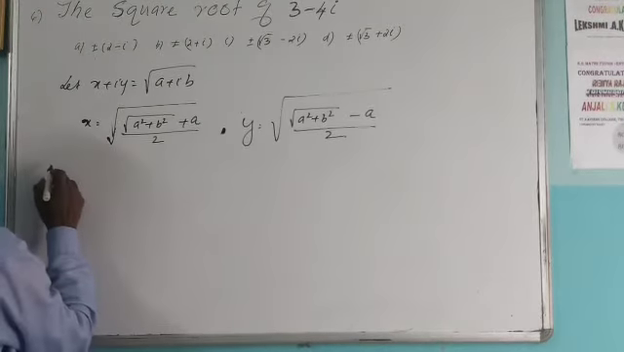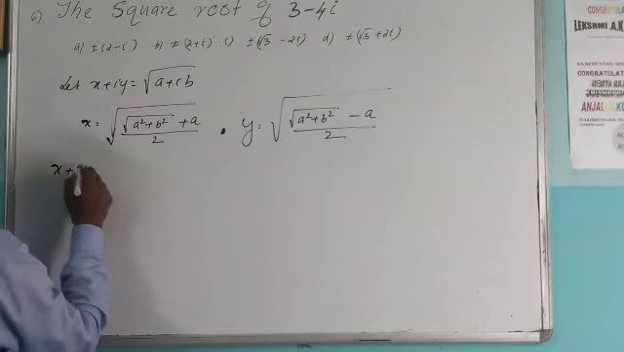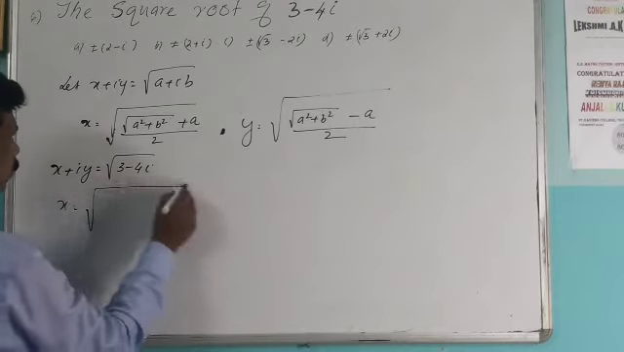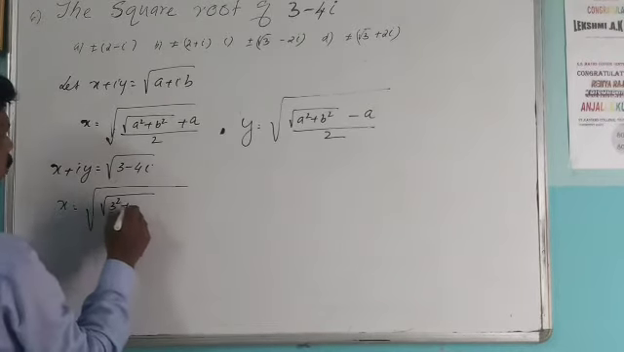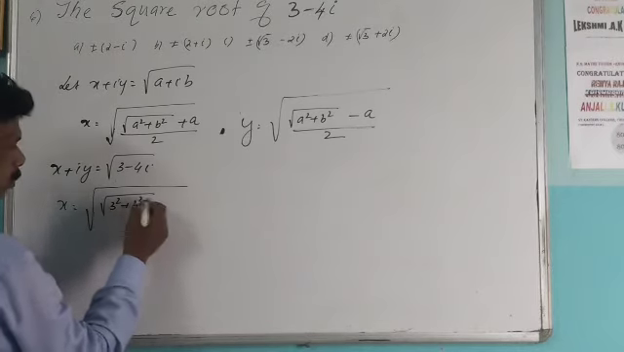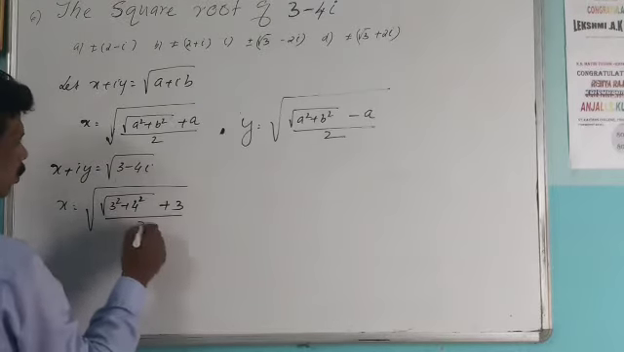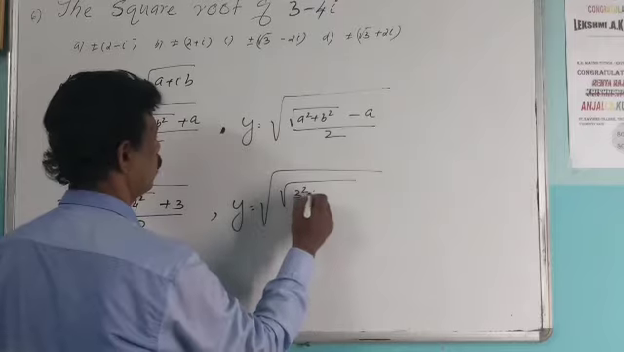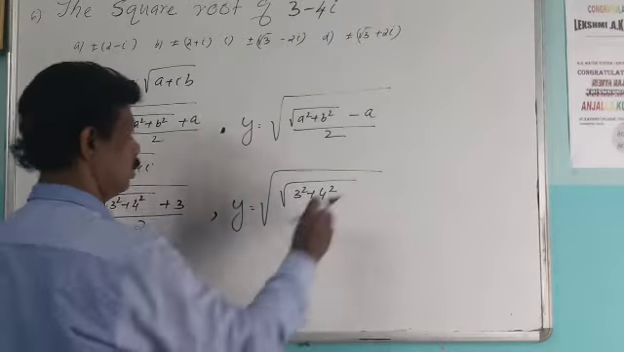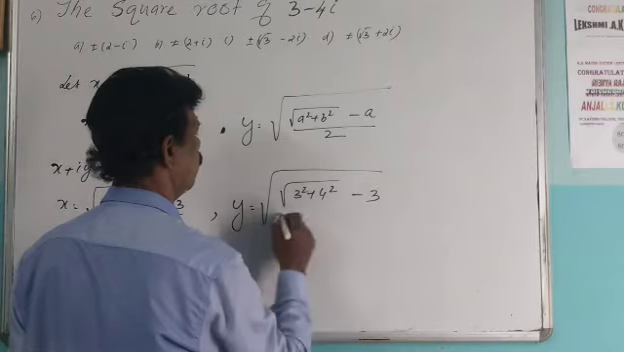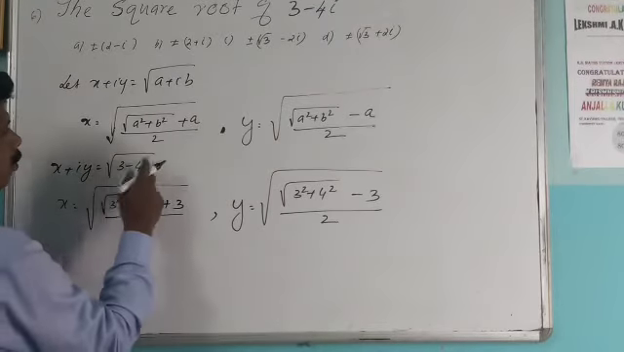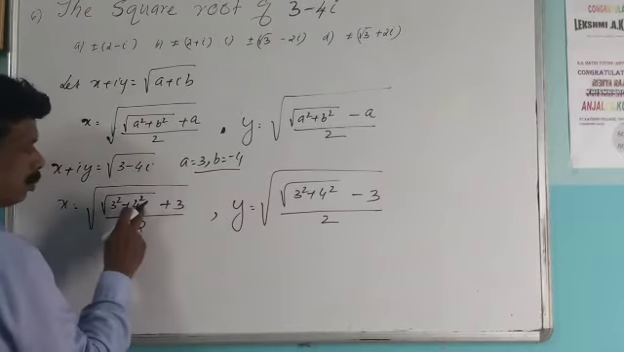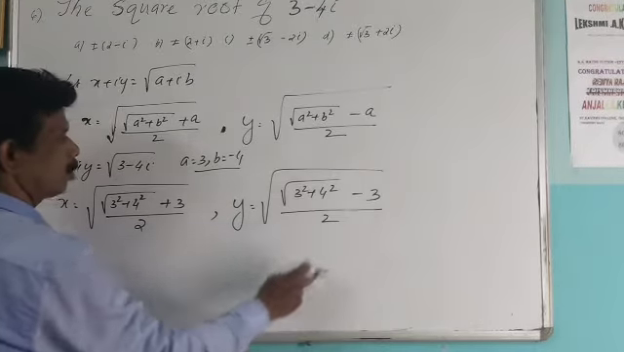Here we have to find the square root of 3 minus 4i, that is, x plus iy equal to the square root of 3 minus 4i. So x is equal to the square root of (root of 3 square plus 4 square, plus 3) divided by 2. Similarly, y equals the square root of (root of 3 square plus 4 square, minus 3) divided by 2. Here a equals 3 and b equals minus 4. Minus 4 square means plus 4 square itself.